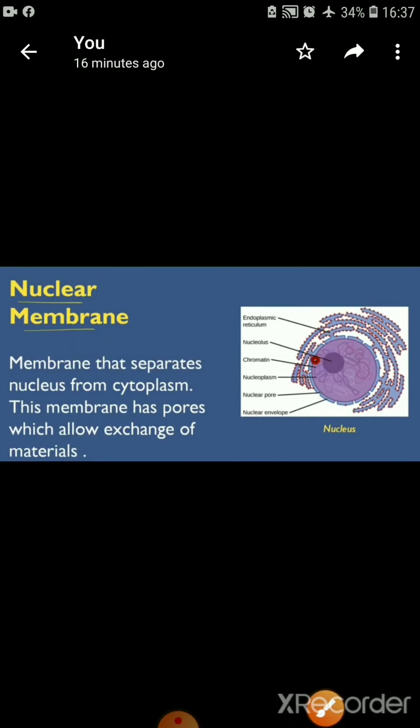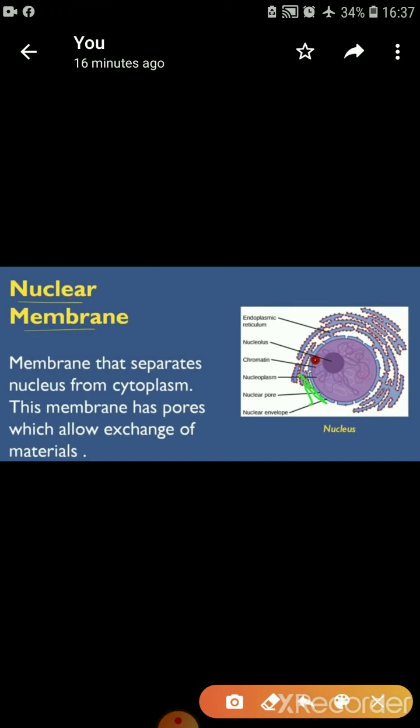What is the nuclear membrane? We already understood that it is the membrane that separates the nucleus from the cytoplasm. We already know that protoplasm has two parts, cytoplasm and nucleus. The wall that separates the cytoplasm from the nucleus is called the nuclear membrane, right? That wall is called the nuclear membrane.